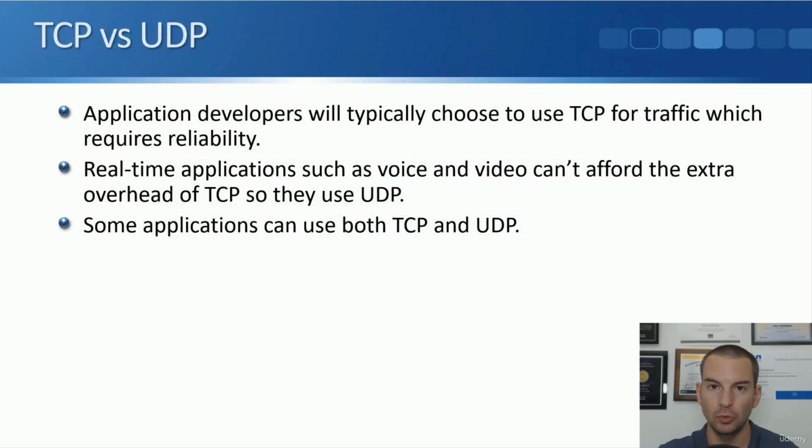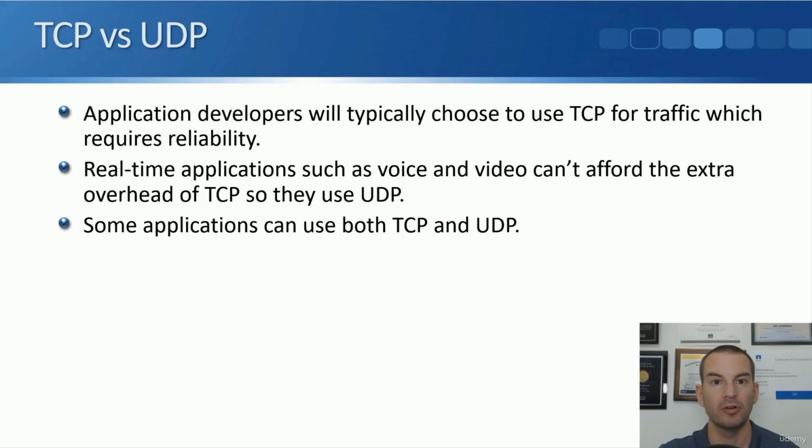Which leads us into where TCP or UDP would be used. Now this is up to the designer of the application. Whenever a designer designs an application, they can choose whether it's going to use TCP or UDP for its transport. They will typically choose to use TCP for traffic which requires reliability. But real-time applications such as voice and video can't afford that extra overhead of TCP, so they would use UDP. Voice and video are very sensitive to delay.